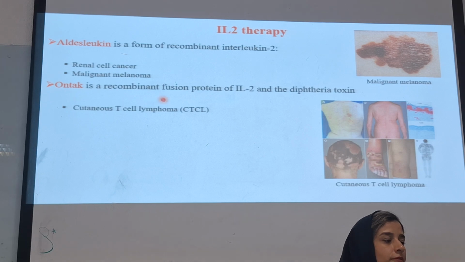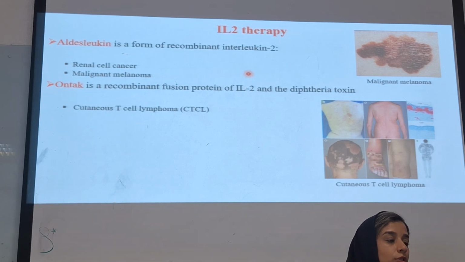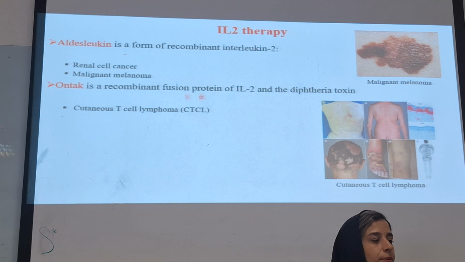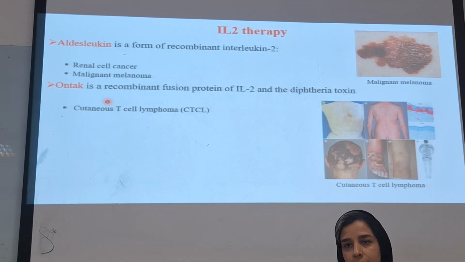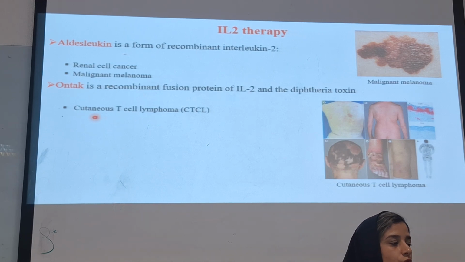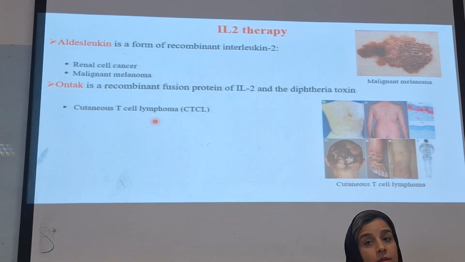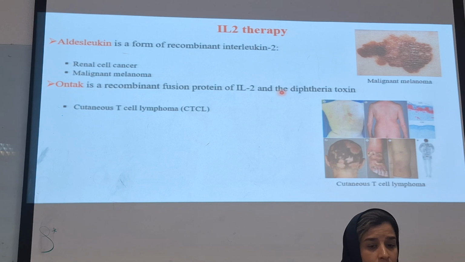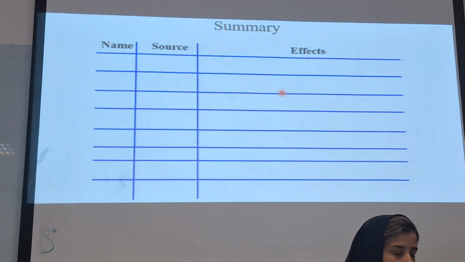And another type is a recombinant protein, where interleukin-2 is conjugated with diphtheria toxin. This is another type of interleukin-2 used as a drug. This drug is used for cutaneous T-cell lymphoma, or CTCL, another type of cancer among people.